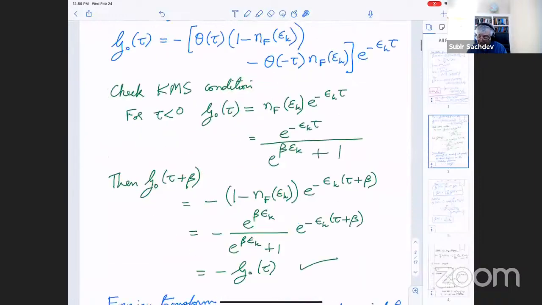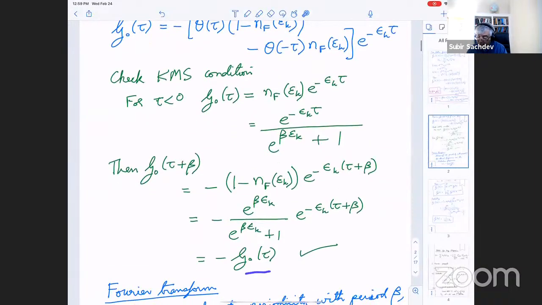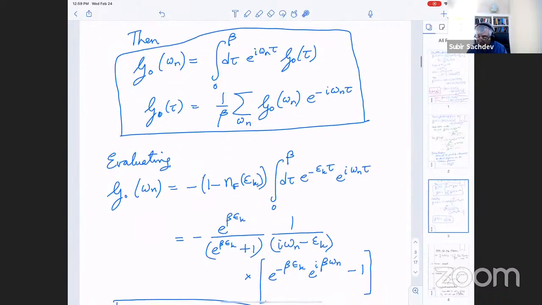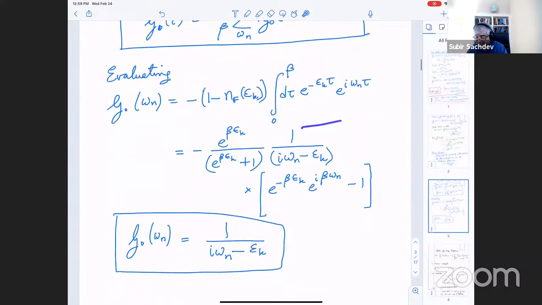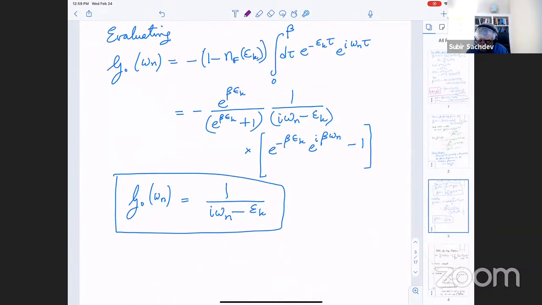And now given this g of tau, you can go ahead and evaluate the Fourier transform by doing the integral. Again, it looks like a huge mess, but lo and behold, at the end of the day, it's very, very simple. This is the propagator of the fermion with frequency omega and energy E. It's just 1 over i omega minus E. This is an imaginary frequency, that's why there's an i here, and that's it. So the propagator of a particle in frequency space is just 1 over the frequency minus the energy.